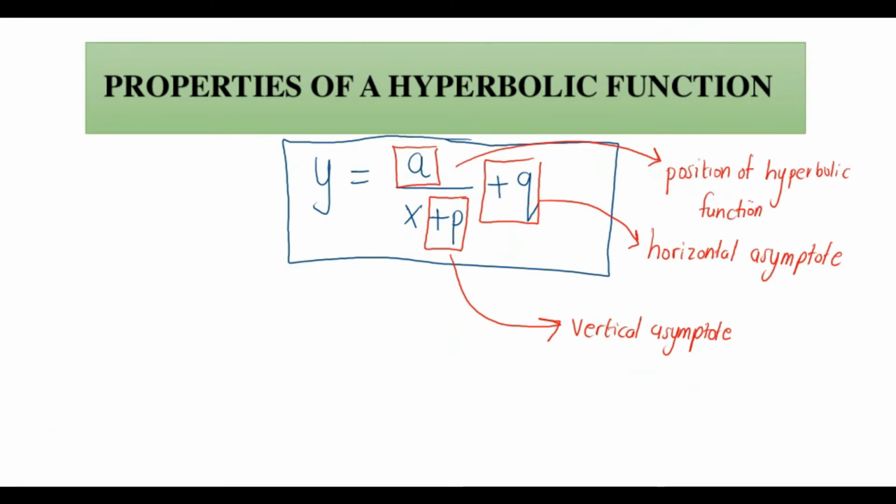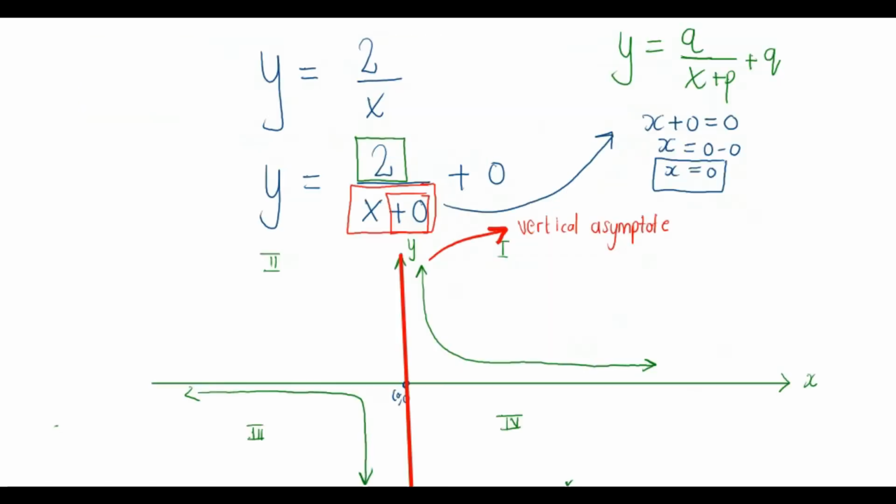And then, guys, I went on to say that the value of our q tells us about our horizontal asymptote. What do I mean by that? In this case, our q is equal to 0. So to get the equation of our horizontal asymptote, you're just going to take your y and equate it to your q. In this case, your q is equal to 0. What does that mean? It means that the equation for our horizontal asymptote is y equals 0.